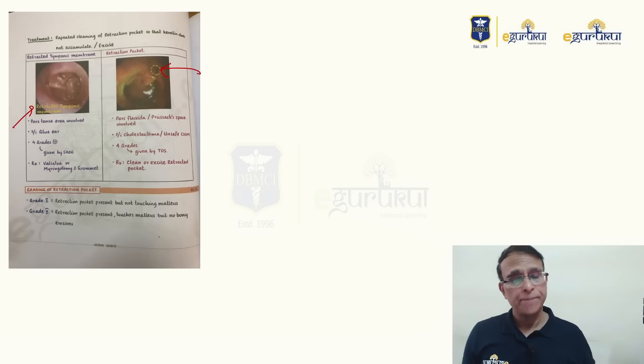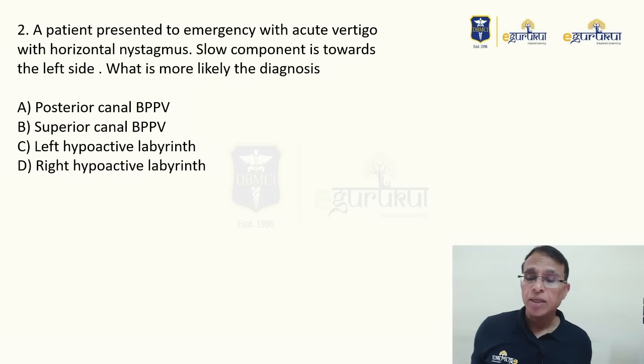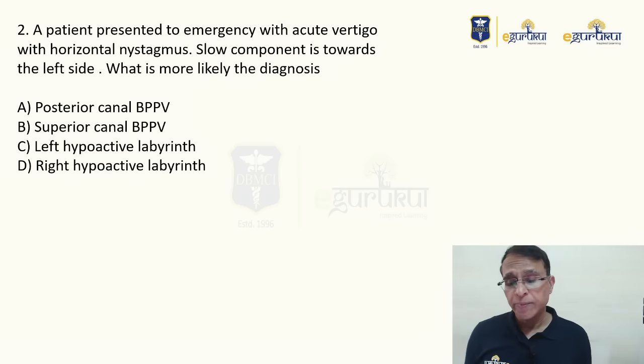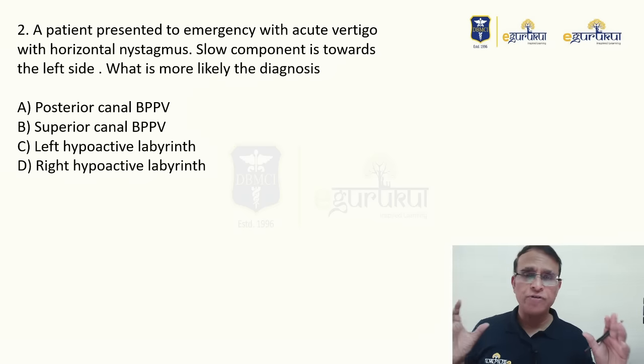Okay. Next one. A patient presented to the emergency with acute vertigo with horizontal nystagmus, slow component towards the left side. What is the most likely diagnosis? Posterior canal BPPV, superior canal BPPV, left hypoactive labyrinth, or right hypoactive labyrinth. It's a very interesting question. It's not a difficult question, a very interesting question. If you have been following me, you will have no difficulty in answering this question.